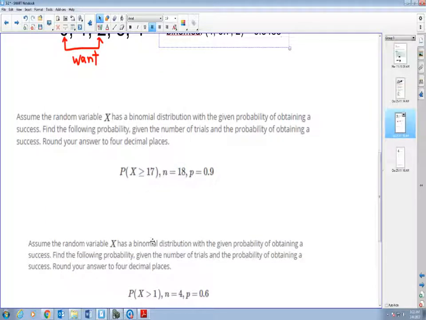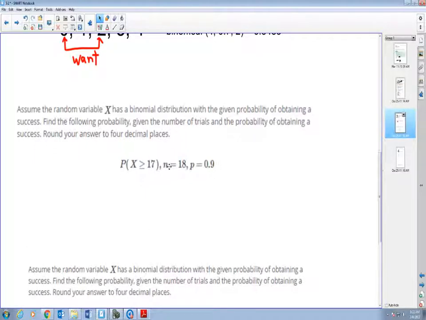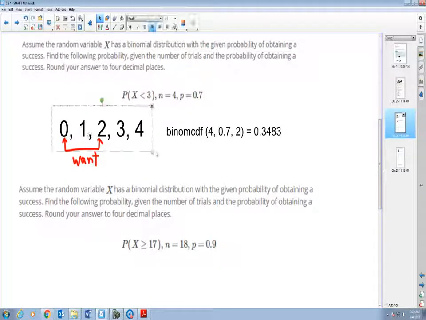Alright. Greater than or equal to 17. So this is basically saying, this is another binomial. Let me make this a little bit smaller.